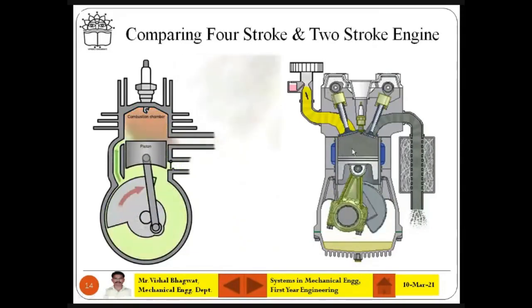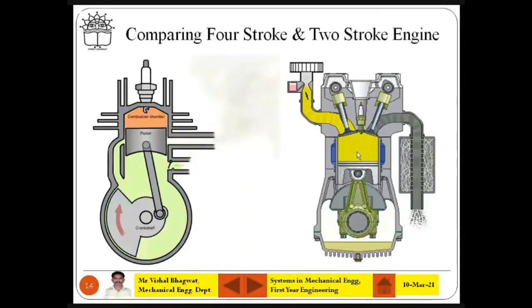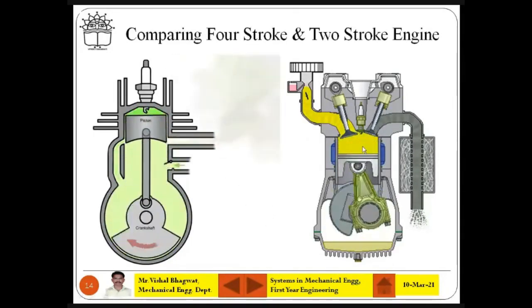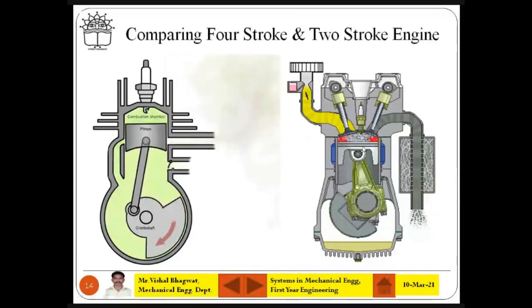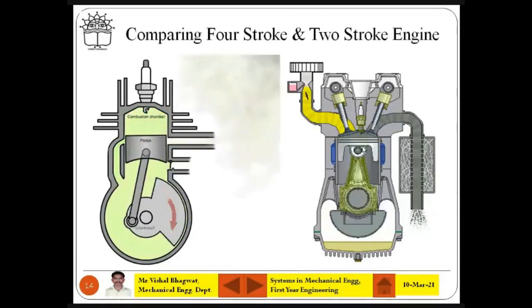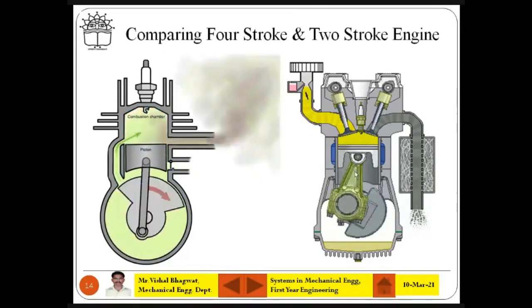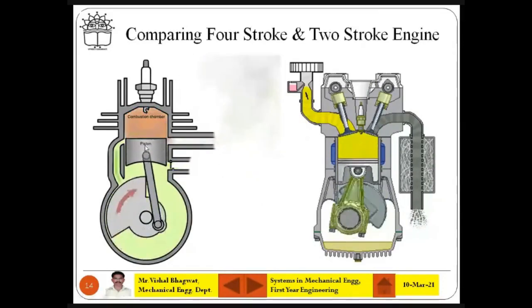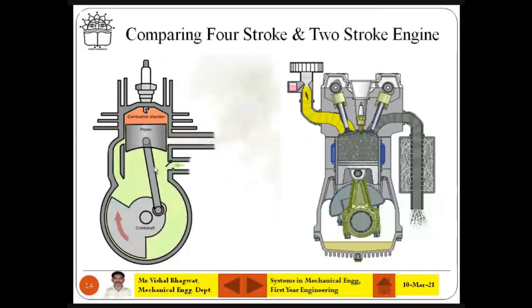Engine coolant will be required for the 4-stroke engine cooling. In case of a 4-wheeler, you will see in a car there is engine coolant. Okay, coolant will be there. So that is the cooling requirement for the 4-stroke, because friction is higher.